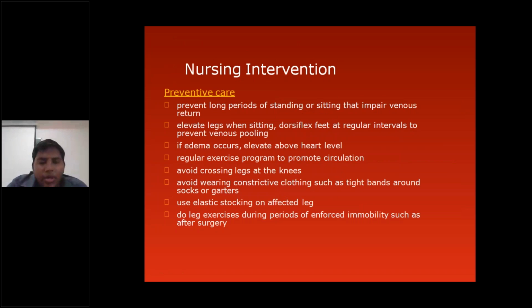In case of severe increase in the size of the limb or edema, you need to elevate it above the heart level. Or if it is rapidly progressing, then you need to perform a fasciotomy or other surgery to release the edema. So crossing of the legs at the knees should be avoided. Post surgery, you should not use tight bands around the operated part.